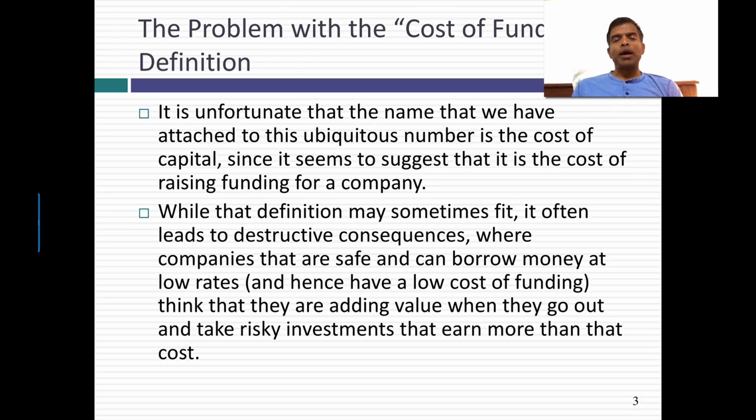If you think about the cost of capital as the rate at which you raise money, your cost of funding, then you're going to use that as your discount rate on every investment you take. So in a sense, you're saying if my cost of funding is 9%, I need to make 9% on every investment I take. You're saying, what's wrong with that? Well, there's lots of things that can go wrong with that, and let's talk about why.